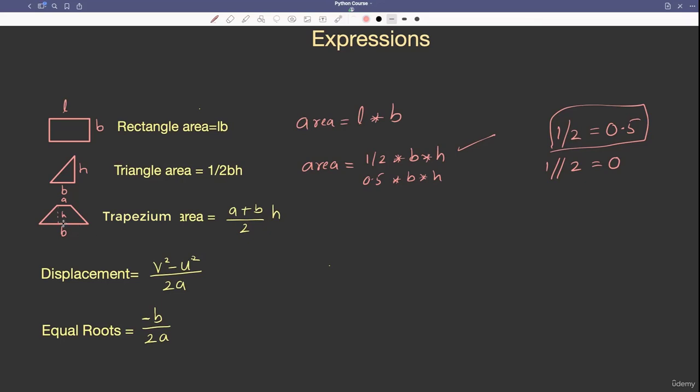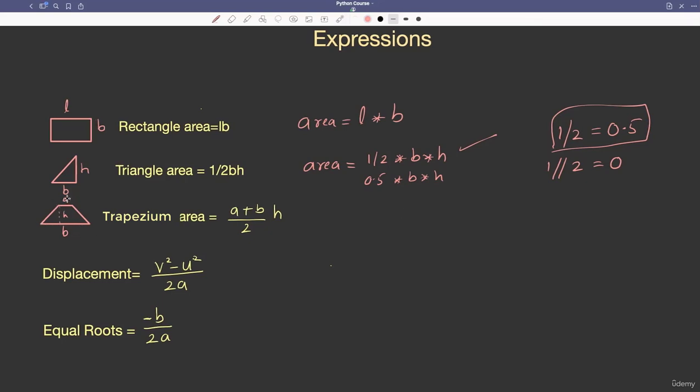Now coming to the next one. This shape has this side A and this side B, and this is the height. Perpendicular distance is height. Now the formula is A plus B by 2 into H. That is half into A plus B into H. So this area is A plus B divided by 2 into H.